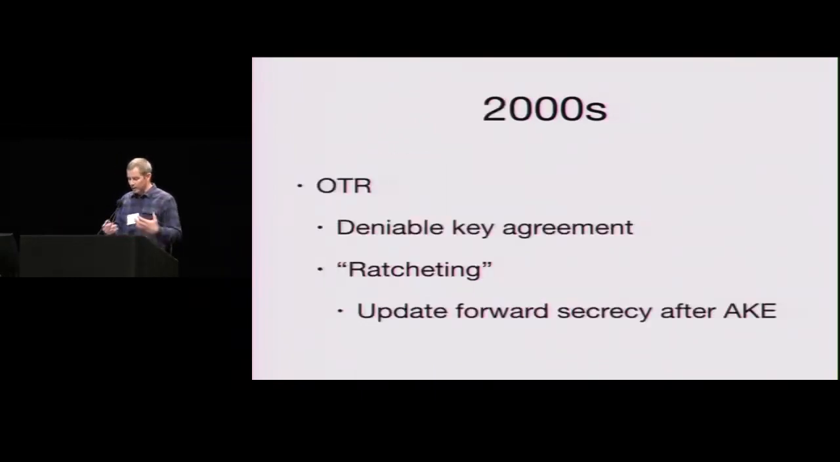In the 2000s, OTR came along and applied the concepts of an interactive protocol to interactive text messaging, and added some clever ideas. It added the idea of a deniable key agreement, where you can arrive on a key, but you're not actually signing every single message or signing who you're communicating with, so you're not producing a record that can be used against you to incriminate you. And I think that's a good idea.